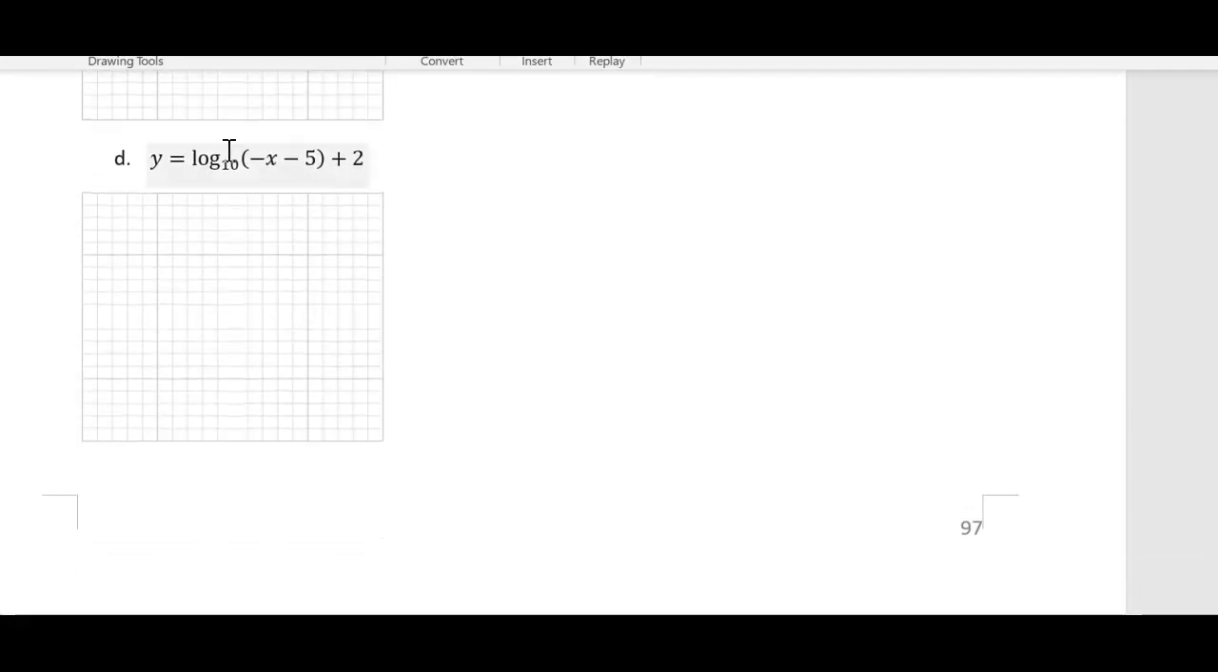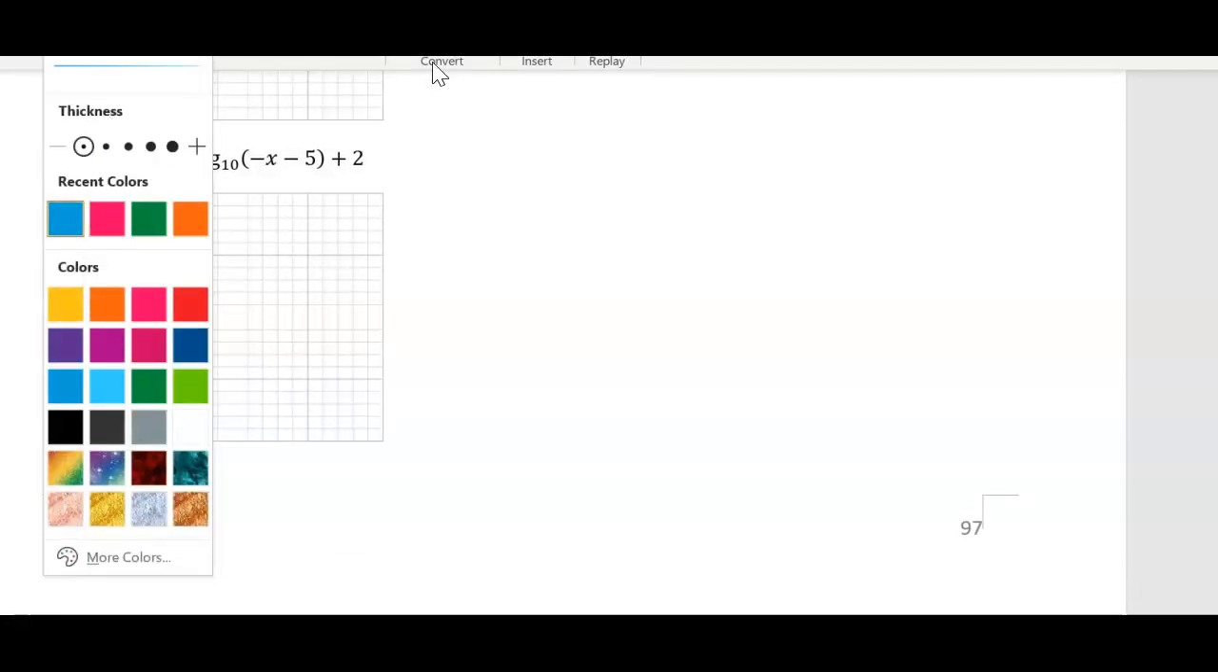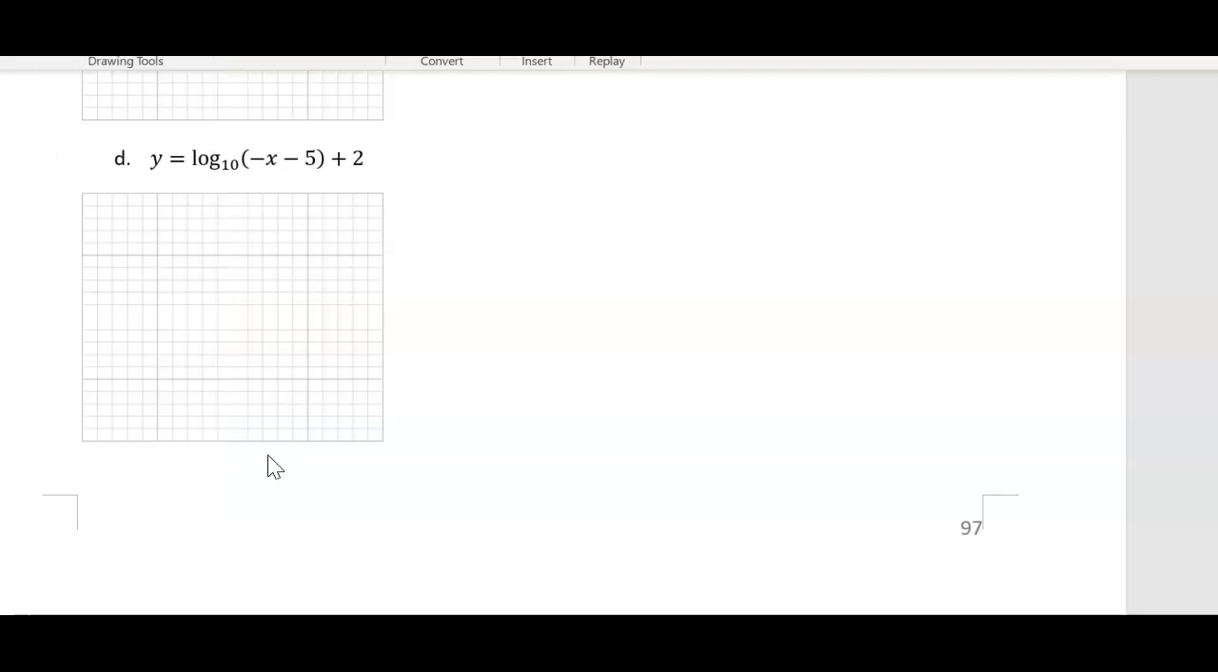All right, let's look at D. So D, if we're looking at transformations, have a look at your bracket. Okay, so the coefficient of x is not +1. So I'm going to rewrite that. That is equal to log base 10, and I'm going to take that negative out. And then we're going to have x plus 5 inside, then plus 2. So what I can see is we've had a reflection along the y-axis, and it's been shifted to the right 5, and it's shifted up 2. Okay, so let's have a look at our graph.